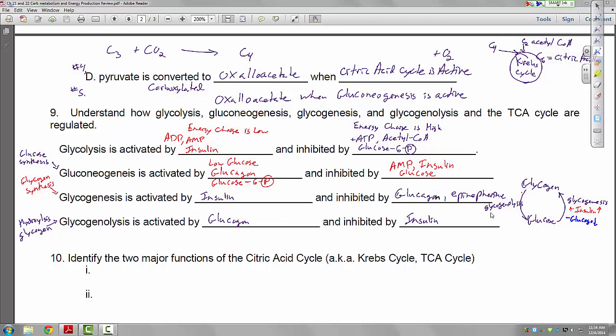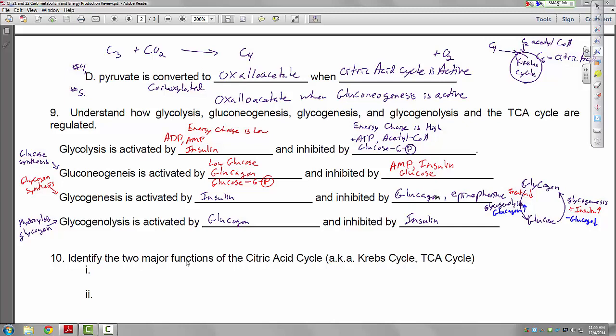And on the other side here, it'll be just the opposite. Right? On the other side here, insulin is going to decrease glycogenolysis, but glucagon increases glycogenolysis. So it's important to keep all these terms straight, and understand what activates them, what inhibits them, and under what cellular conditions of glucose or energy they are activated or inhibited.